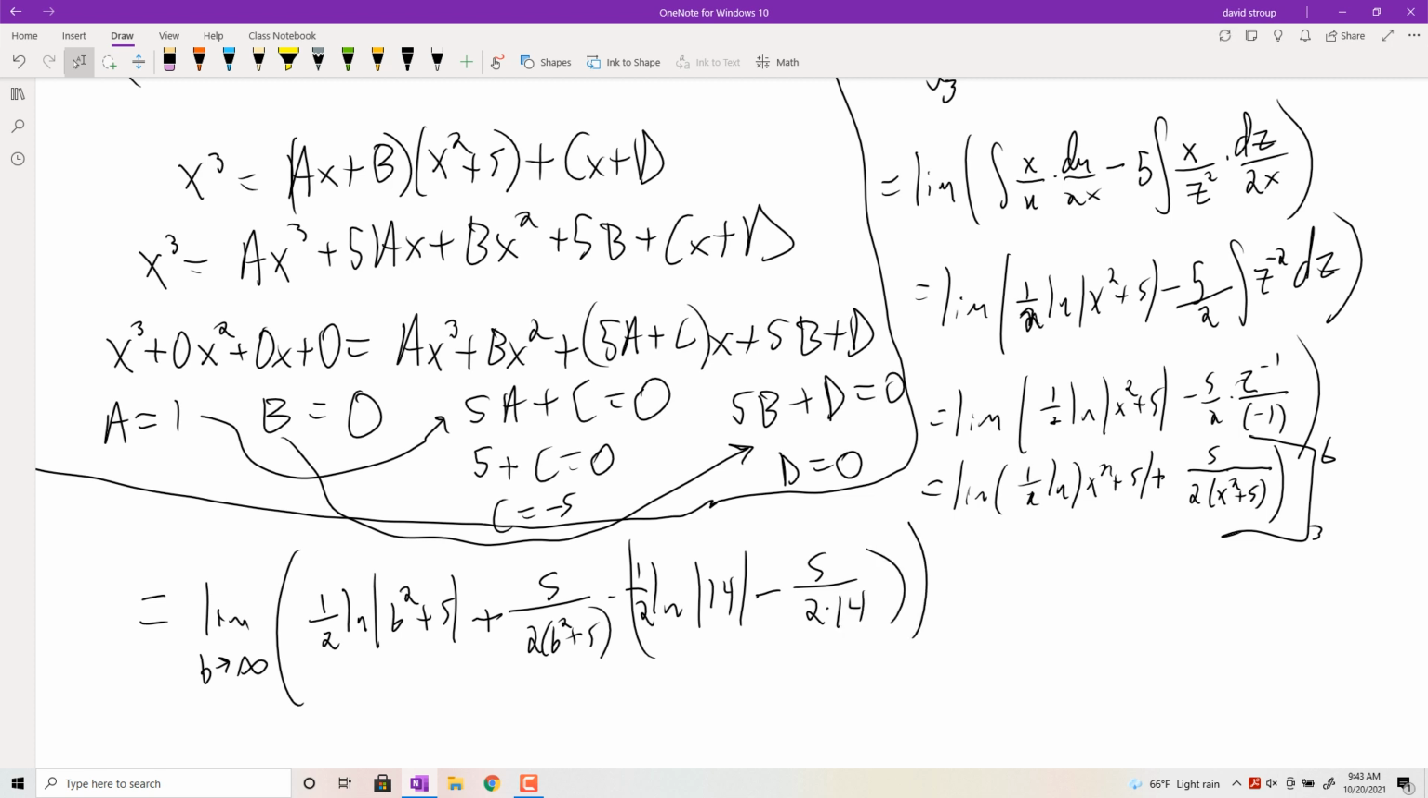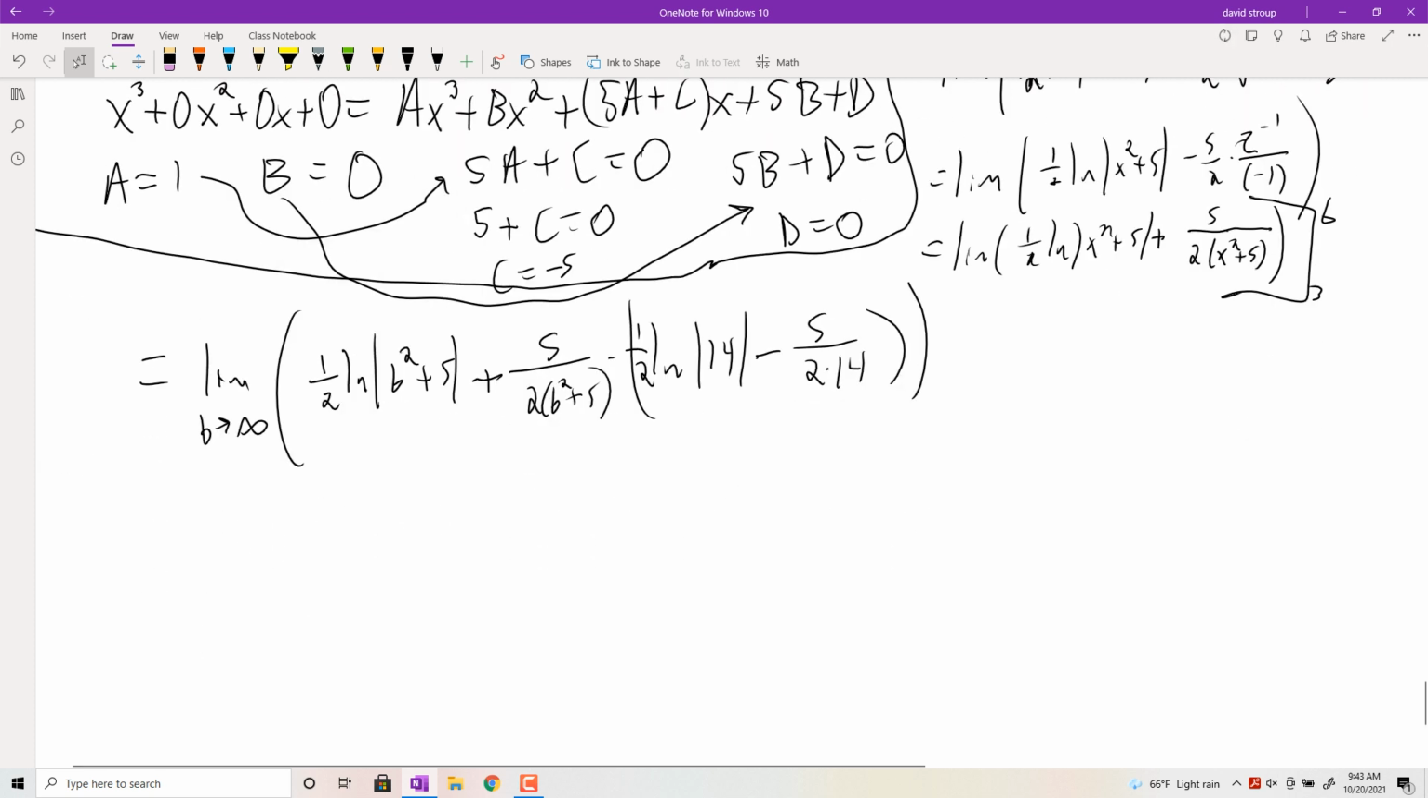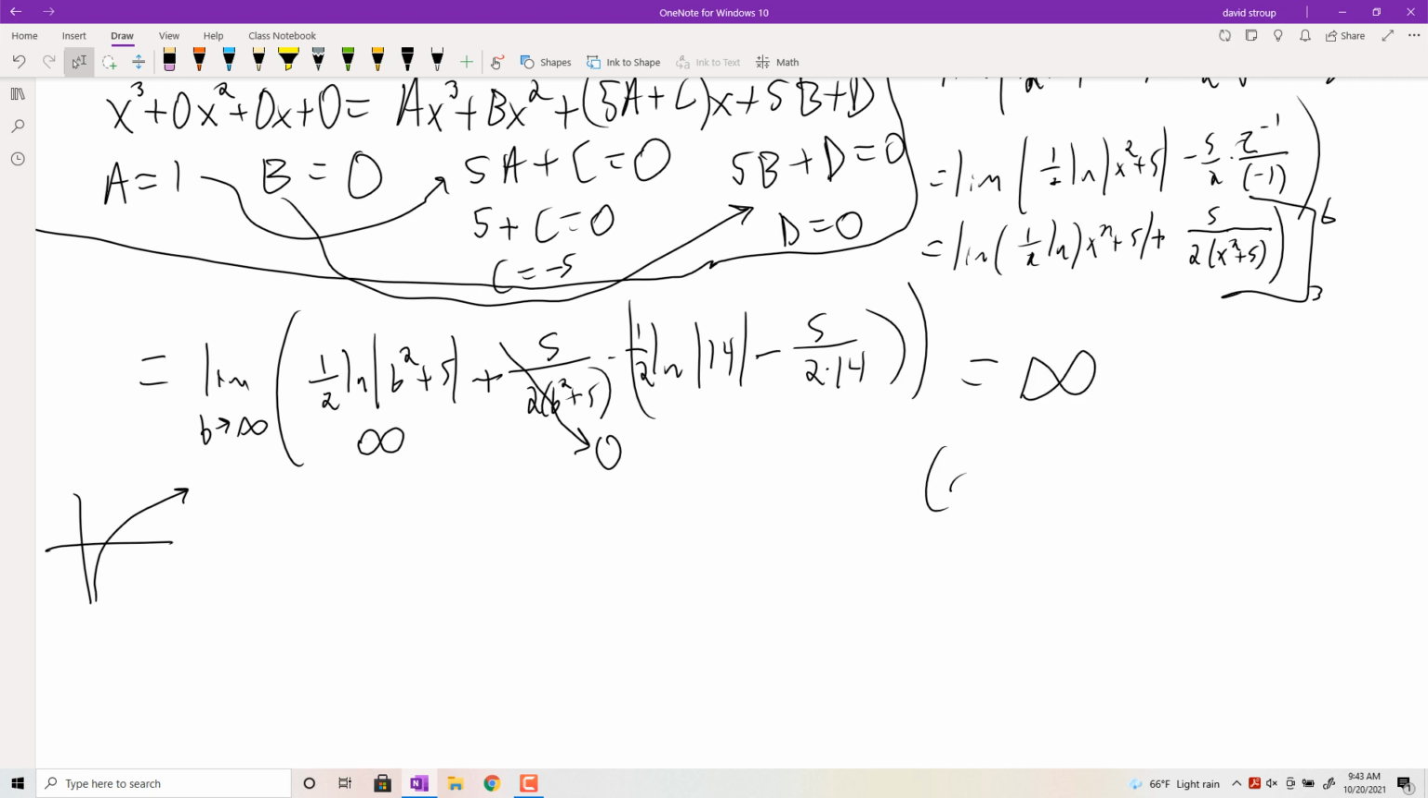Okay. Most of this stuff will just be, well, this part will go to 0, right? Because it's going to be L over infinity, so that's 0. These other last two terms are just constant terms. The first term is a troublemaker. Okay, it's going to go to infinity as b goes to infinity because it's the ln of something going to infinity. And the natural log goes to infinity as x goes to infinity. Okay? So it's going to be infinity minus something, which is just going to be infinity. In other words, it's divergent.